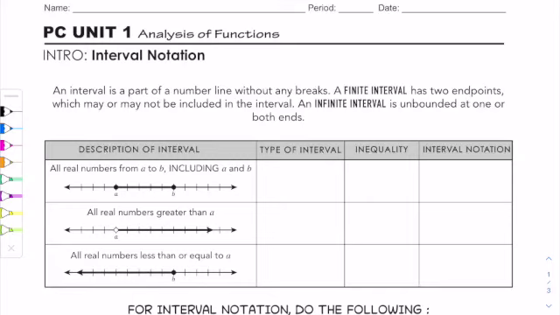Today we're going to spend time talking about interval notation. We did use this a lot last year with domain and range, so this might be a repeat lesson for many of you. If we look at this table, here we're just going to discuss what intervals are and how we write them.